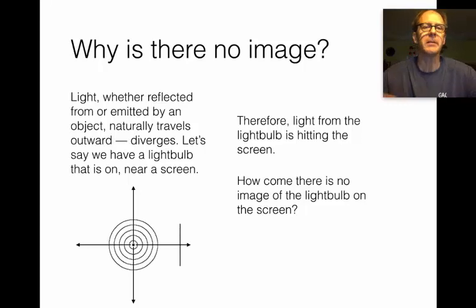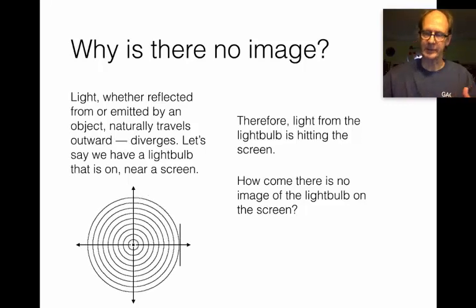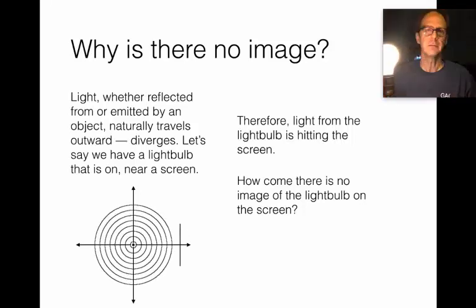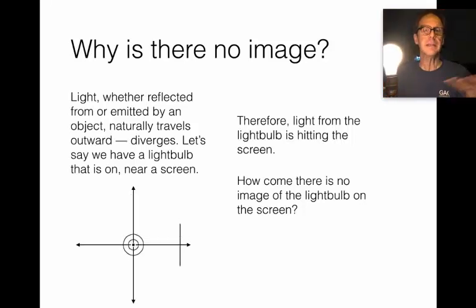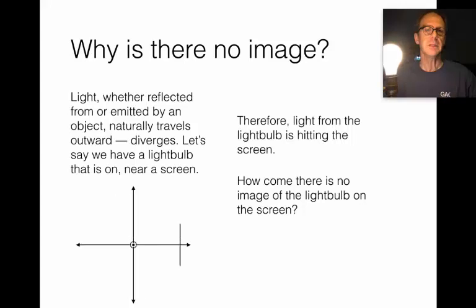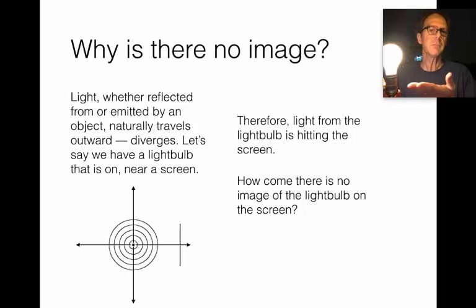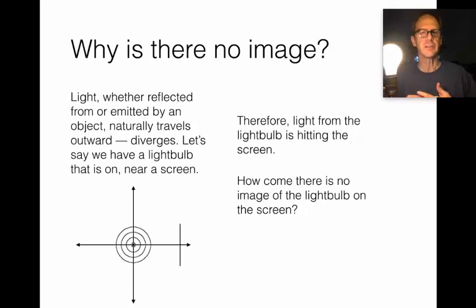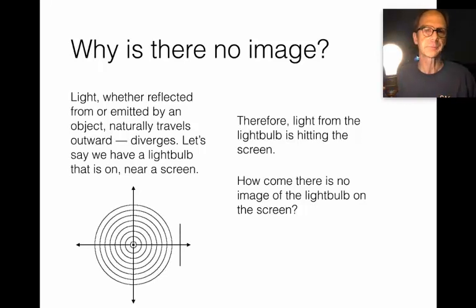Light, whether it's emitted from an object or reflected, naturally travels outwards. Now I have a light bulb here. It is emitting light. Light is hitting me and reflecting off of me. But whether it's emitted from an object or reflected off an object, light naturally diverges, it naturally spreads outwards.